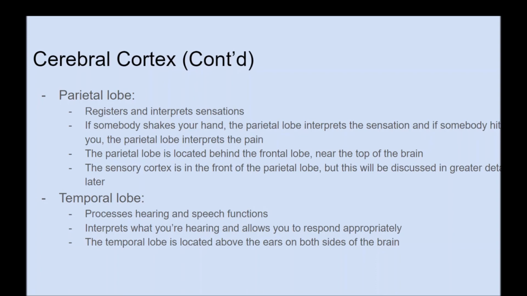The temporal lobe processes hearing and speech functions. It interprets what you're hearing and allows you to respond appropriately. The temporal lobe is located above the ears on both sides of the brain.